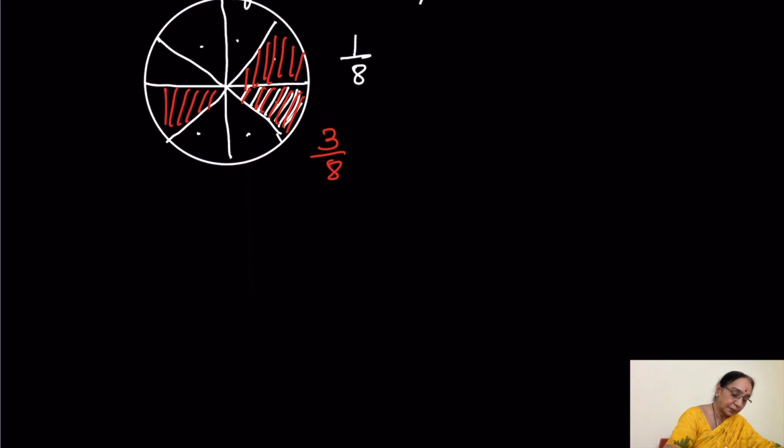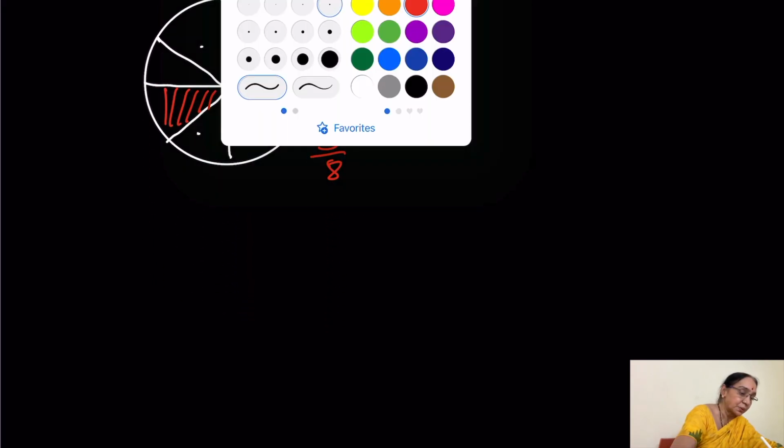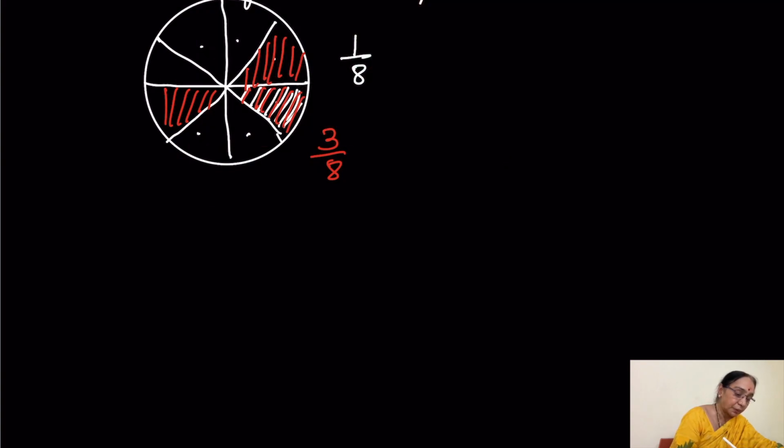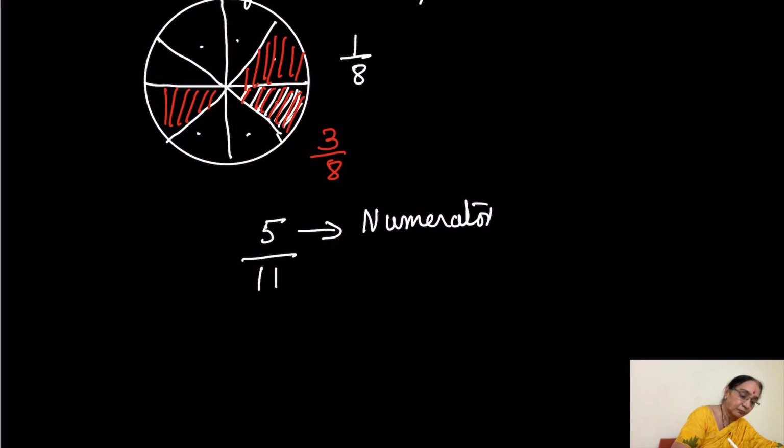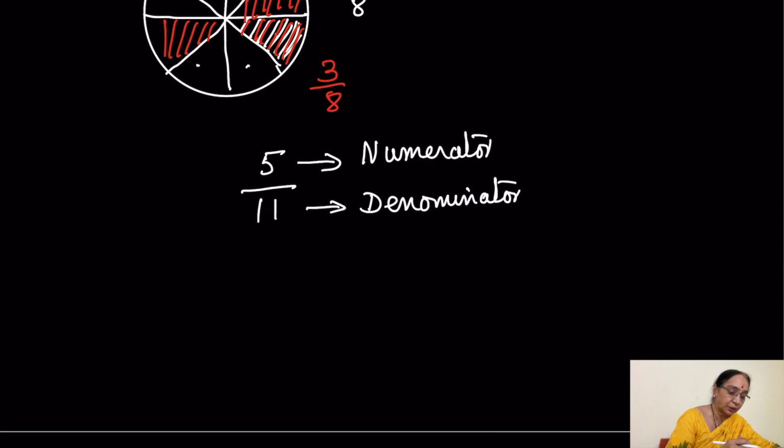Now, a fraction or a rational number, since you know that we refer to fractions, negative fractions, and positive fractions as rational numbers. If you take a rational number, say for example 5 by 11, this 5 is called the numerator and the 11 is called the denominator. Now 5 by 11 makes sense because a whole is divided into 11 equal parts and you are considering 5 out of the 11 parts that the whole has been divided.